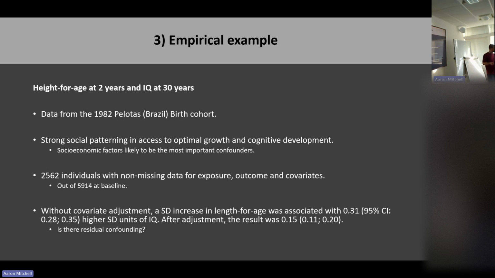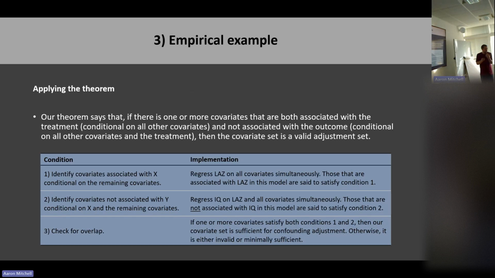But is there residual confounding? So that's the exact same scenario I mentioned in the first slide. But now instead of calling things X and Y and A, I'm giving other labels to the same ideas. So that's what I want to know. I want to know if 0.15 is the true result, or if I should adjust for something, or if I should not have adjusted for something. Now that we have a concrete example, we're going to try to apply the theorem to it and see how it could help us.